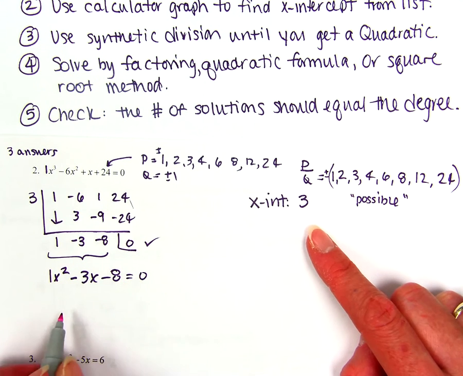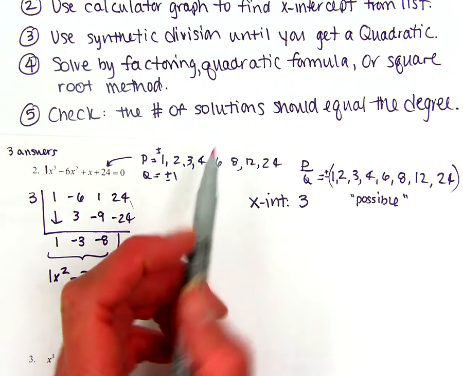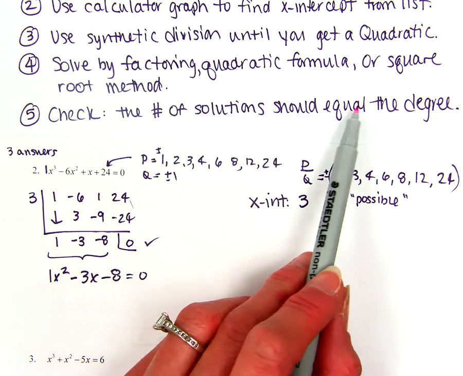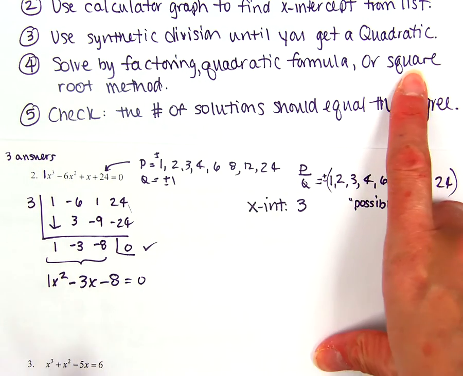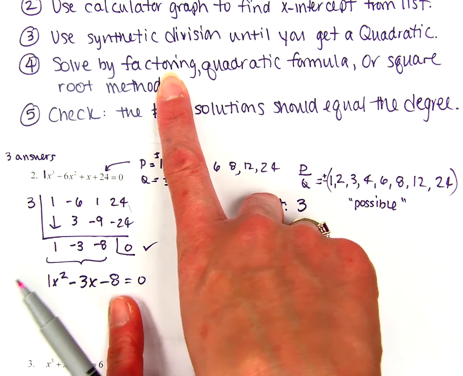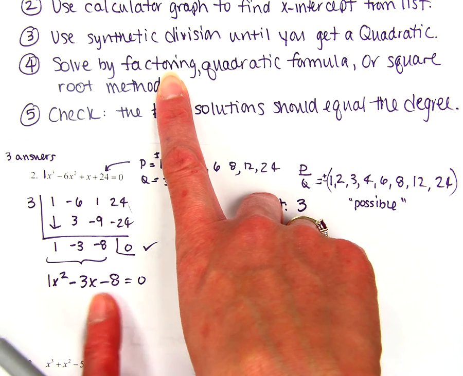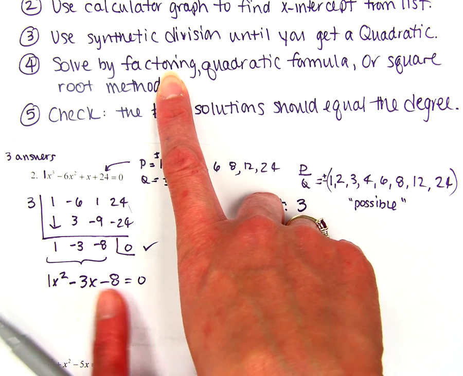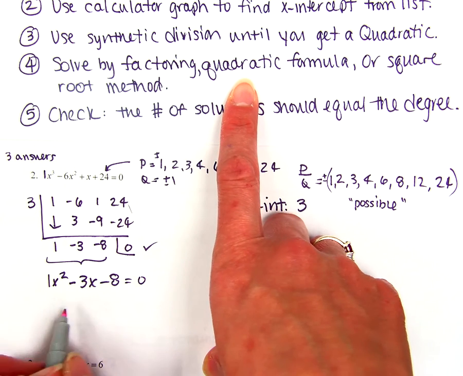I'm going to just set it equal to 0, and I need to solve. I can either solve by factoring, quadratic formula, or square root method. Well, I can't use square root method because I have this 3x, so that's not going to work. Factoring, I would need something that multiplies to -8 that adds to -3. So that's not going to work either. So I need to use the quadratic formula.